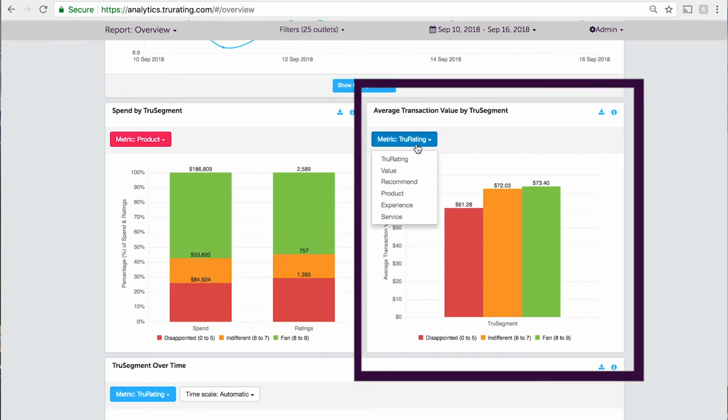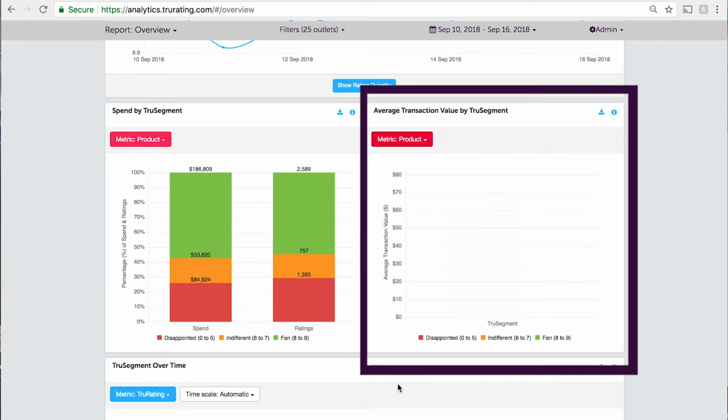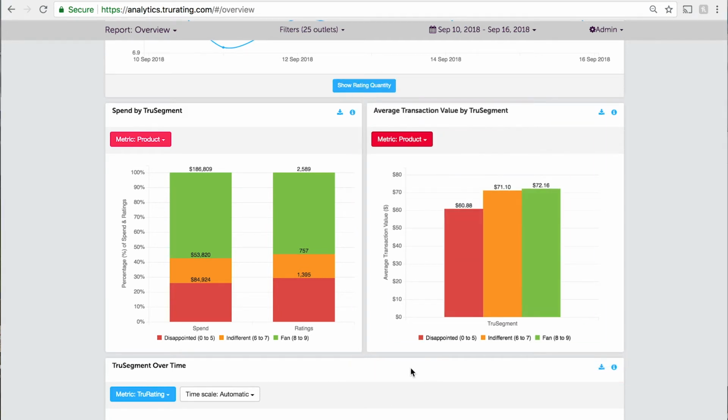And in the section to the right, we can also see whether customers who are happy with the product range are spending more. In this instance, when we update the ATV by True segment for product, we can see that happy customers spend 20% more than unhappy customers. And given that nearly 30% of the customers are unhappy with product, this presents a huge opportunity to increase ATV if the merchant can implement strategies to improve product scores.